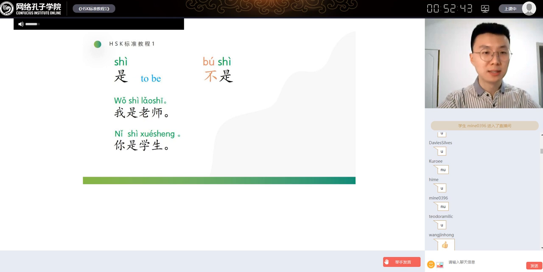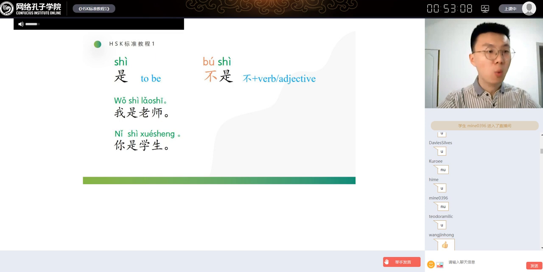是 means to be. So here, 不是, what's the meaning? 不是, it means 不, we learned it means no, not. So 不是 means not to be, right? So we can put 不 before verb or adjective to give a negative form.